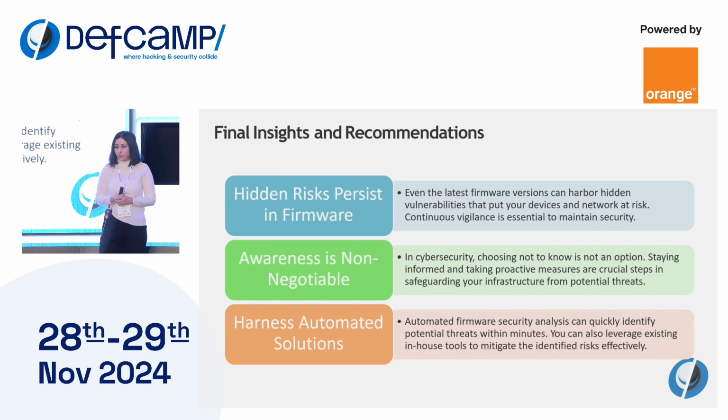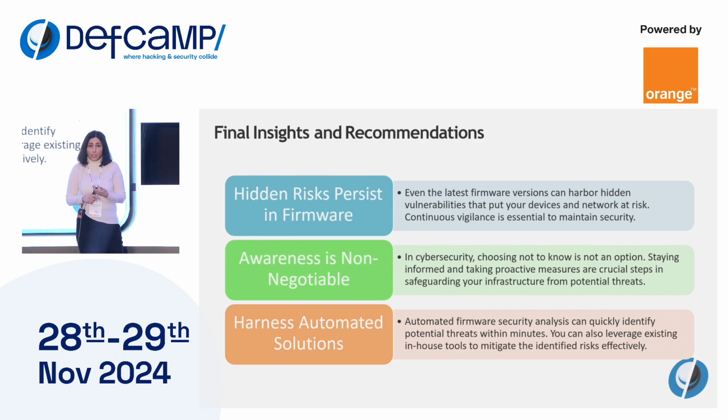So, final insights and recommendations. So first of all, as I mentioned, hidden risks persist in the firmware, okay? Even the latest firmware version can have very critical risks. Awareness is non-negotiable. Don't forget, the blue pill is not an option here. And then you can of course use an automated solution. You don't need to do everything manually, okay? You can use automated firmware analysis to analyze the firmware and even utilize the solutions that you already have to really secure your firmware and the vulnerabilities.